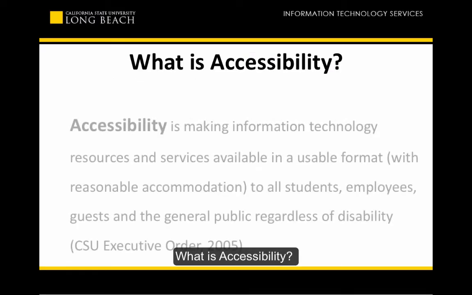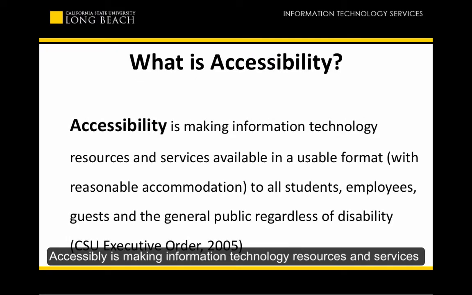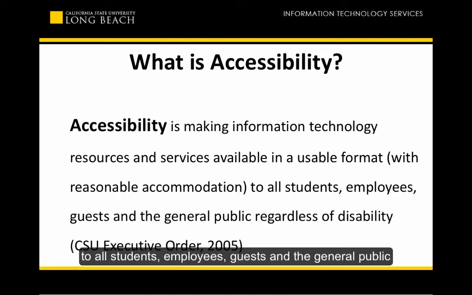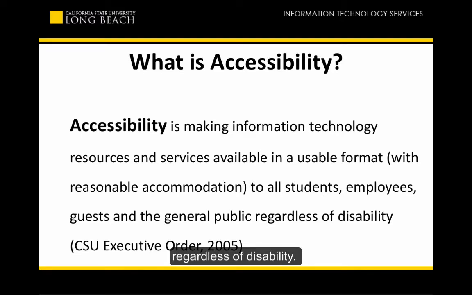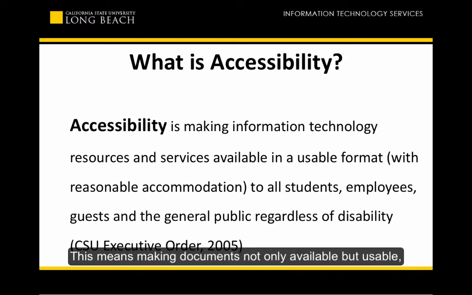What is accessibility? Accessibility is making information technology resources and services available in a usable format with reasonable accommodations to all students, employees, guests, and the general public, regardless of disability. This means making documents not only available, but usable to everyone no matter what his or her disability.